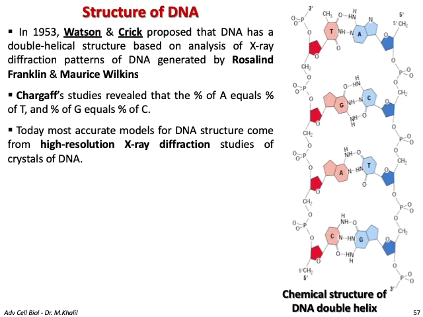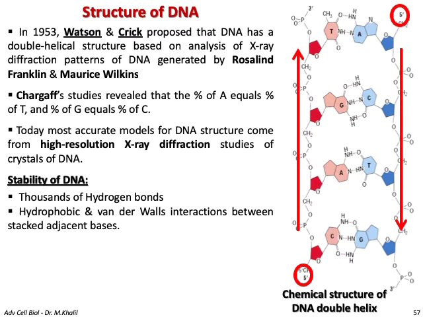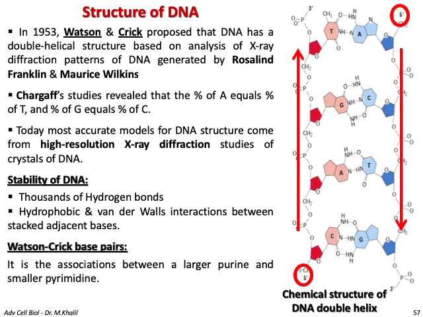With the help of high-resolution X-ray diffraction, they studied the crystal of DNA and found that, in order to be stable, there are a lot of hydrogen bonds and hydrophobic van der Waals interactions between stacked adjacent bases. And the two strands of the double helix have to be reversely oriented for the stability of DNA and to have the same diameter for the DNA molecule. The Watson and Crick base pair defines the association between a large purine and a smaller pyrimidine.